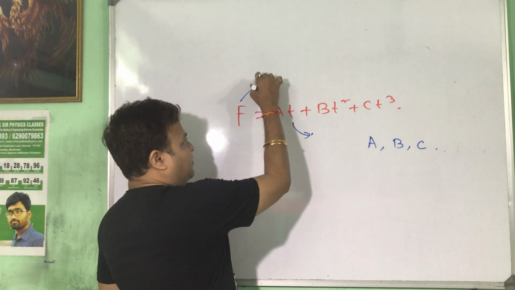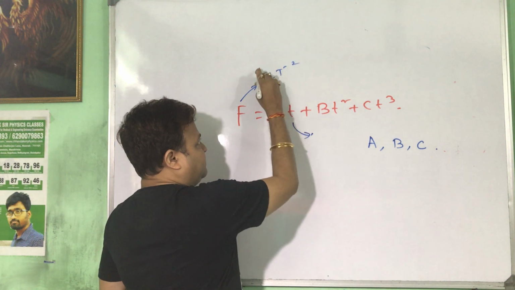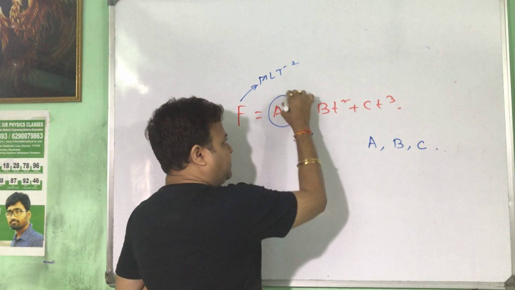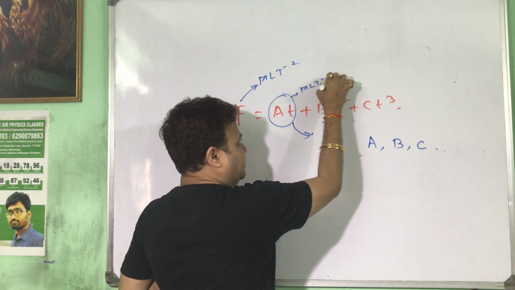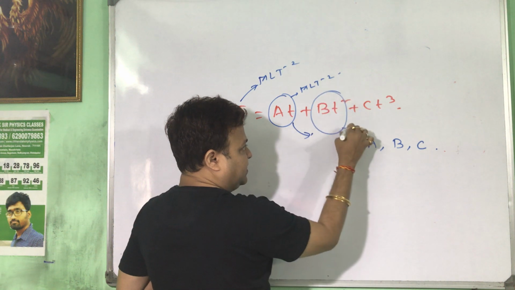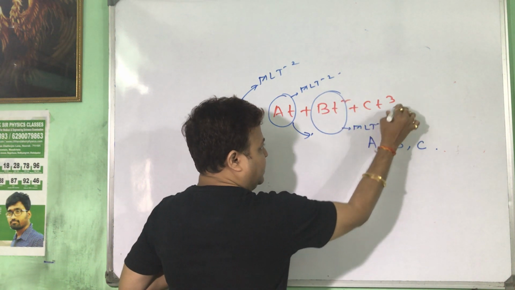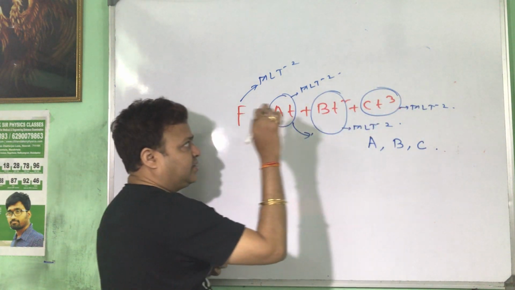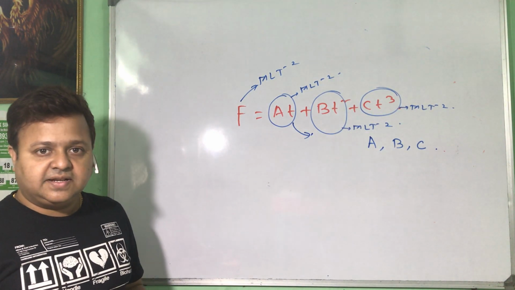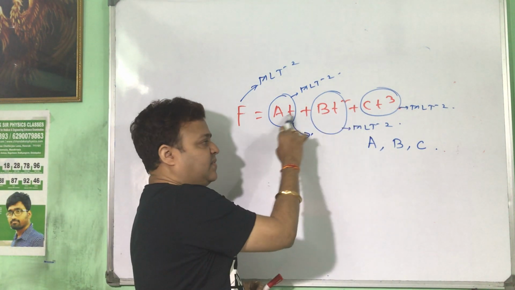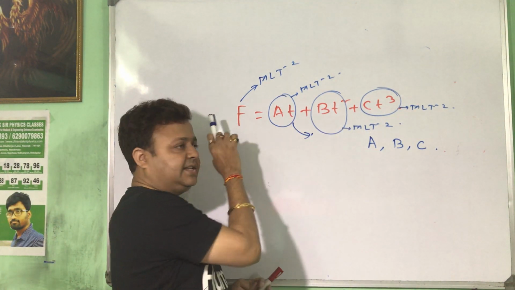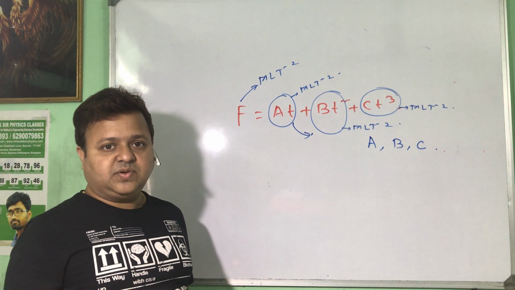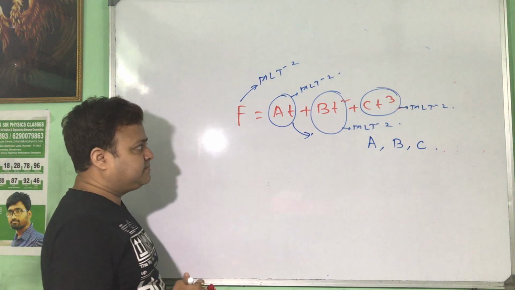Then what is the dimension of force? That is MLT minus 2. So this must be MLT minus 2, that is the dimension of force. This is also the dimension of force, that is MLT minus 2, because we can add or subtract the same dimensional quantity. We can add the same dimensional quantity and also the result is the same dimension according to the principle of homogeneity. একটু আগেই বললাম, or dimensional homogeneity.